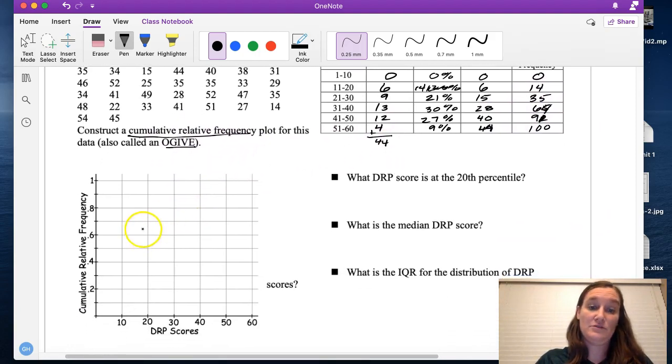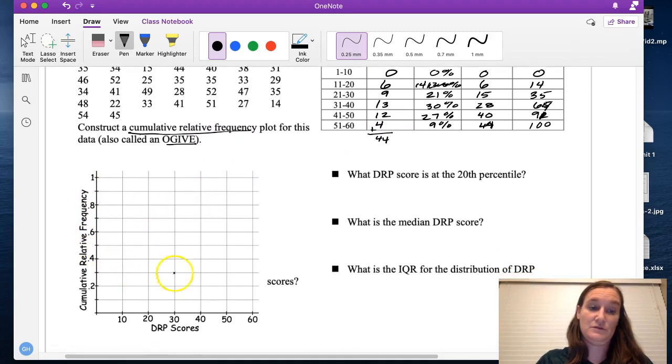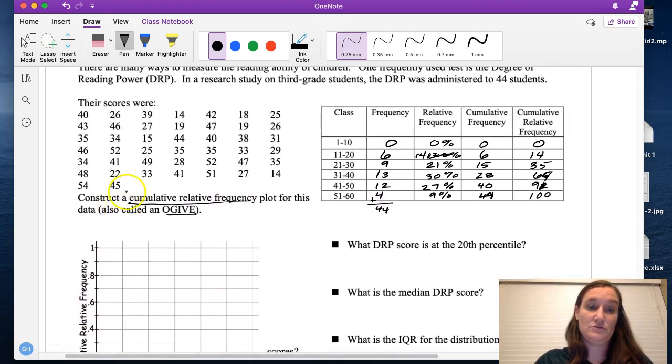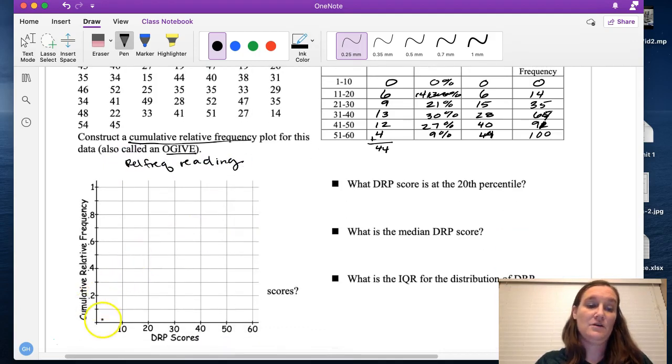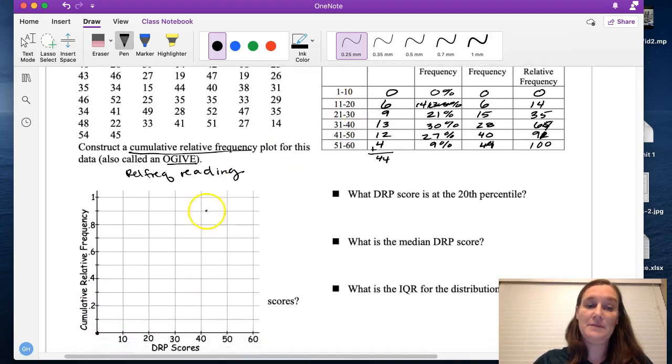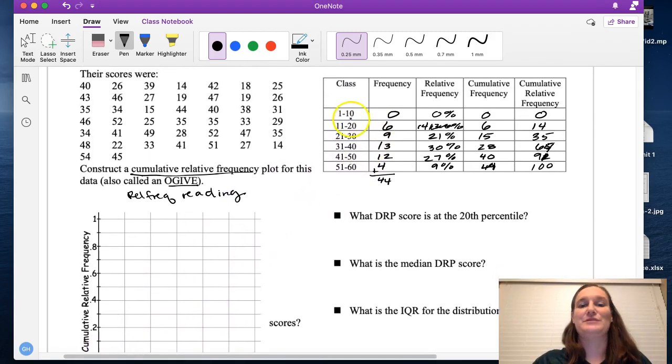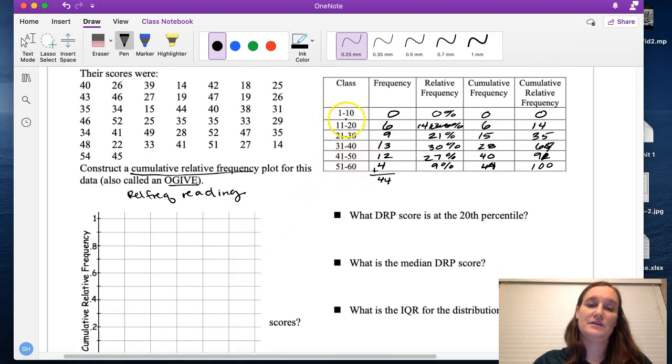So then how you plot an ogive. So this is what it would look like. Of course, you want to give it a title. So you'd say relative frequency reading or something like that. An ogive always starts at 0, 0. And it should always go up as you're going through it. Your classes are going to give you where your next dot goes. We're going to use the second number of the class. So we're going to use 10, 20, 30, 40, 50, 60 to plot our dots.